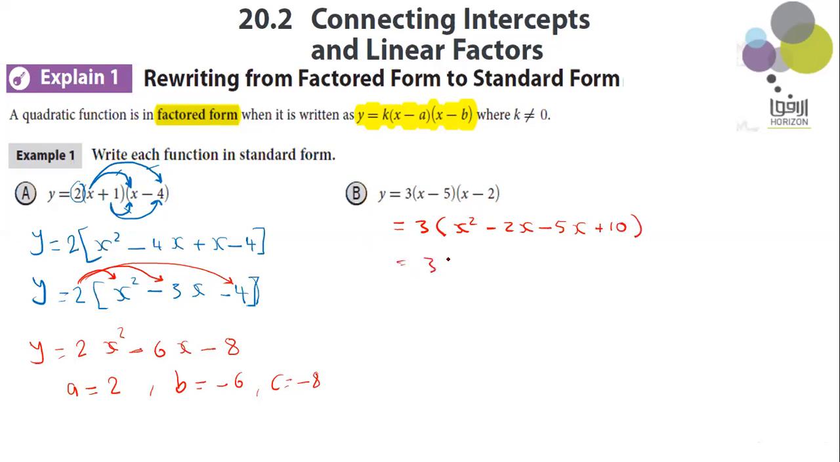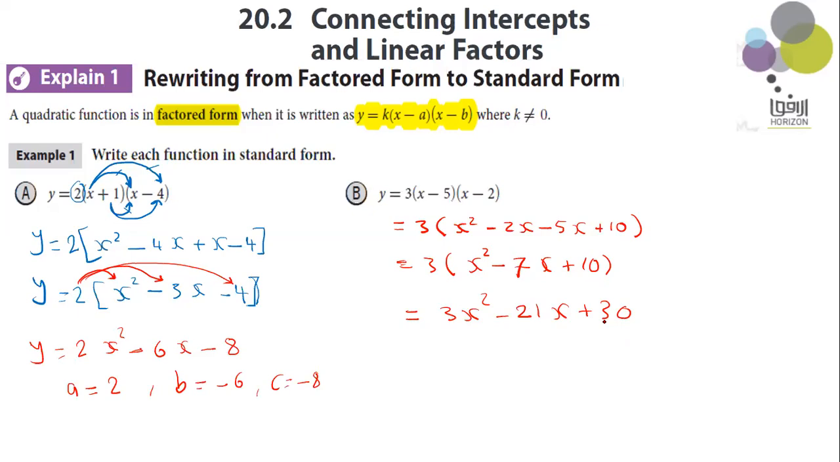After that, we have to combine like algebraic terms. x squared minus 2x minus 5x will be minus 7x plus 10. Use the distributive property. 3 multiply x squared, 3x squared. 3 multiply 7, 21x. 3 multiply 10, 30. So a is 3, b is negative 21, c is 30.